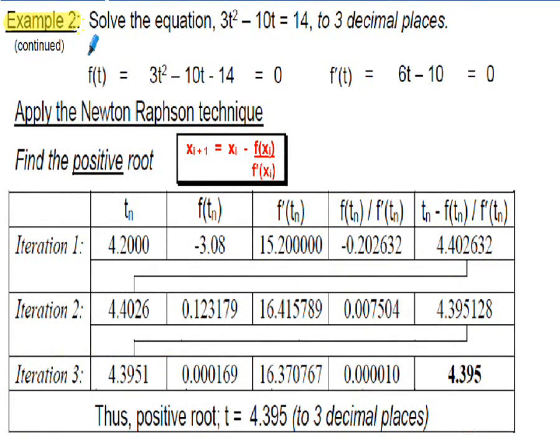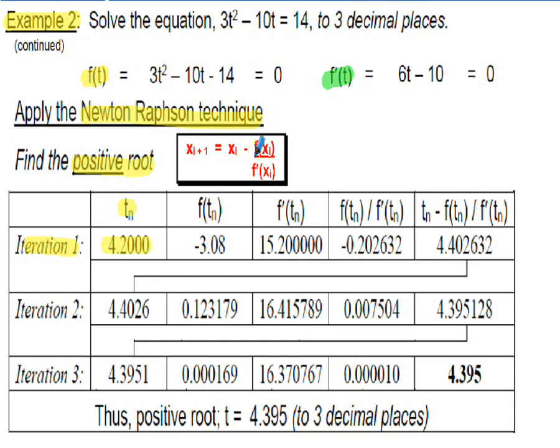Example 2 continued. I've just repeated the function of t equation and the function dash t equation from the previous slide. So applying the Newton-Raphson technique to this problem to find the first root, the positive root we think, it starts at the value of tn of 4.2. That's my first iteration. 4.2 is the value from the previous slide we estimated as a root location.